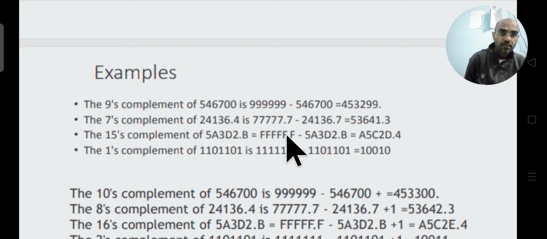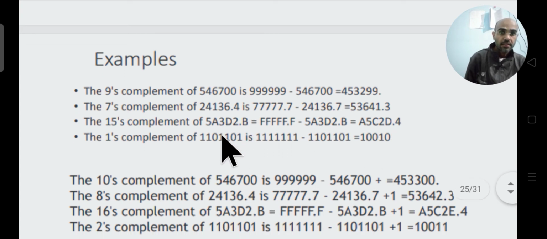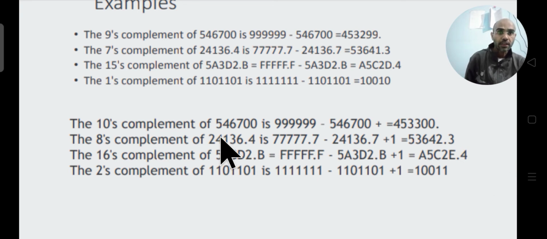Subtracting this 5 from F, where F is equal to 15, we get 15 minus 5, which is equal to 10. So 10 is nothing but A. Similarly, 15 minus A: F is 15, so 15 minus 10 is 5. Then we take 15 and subtract 3 from it. So 15 minus 3 is 12, which is equal to C in the hexadecimal number system. Similarly for the others, we do the same, and we get the complete 15's complement of the given number. This way we can find the complement of a given number.